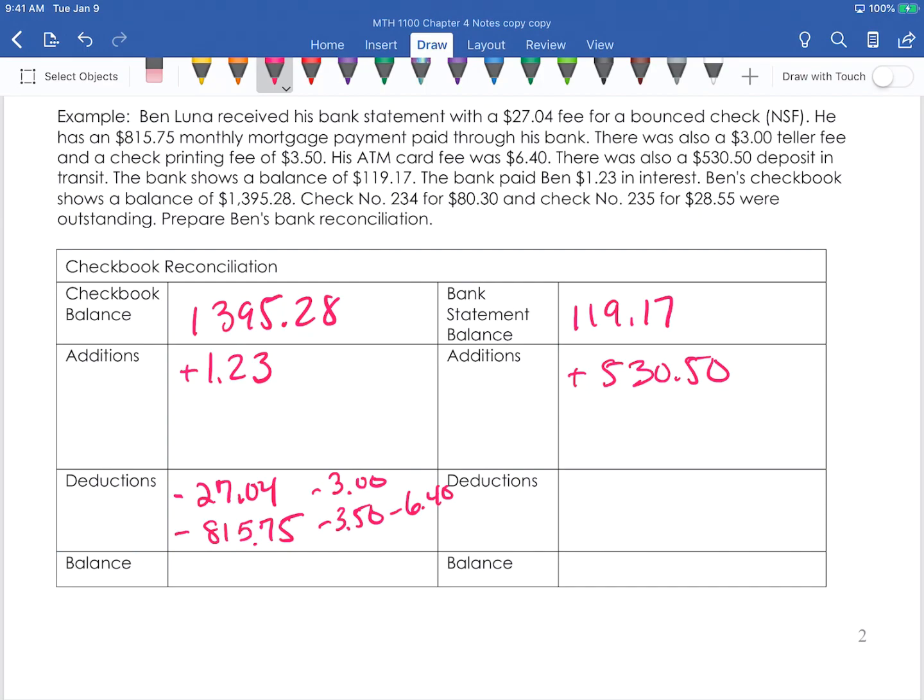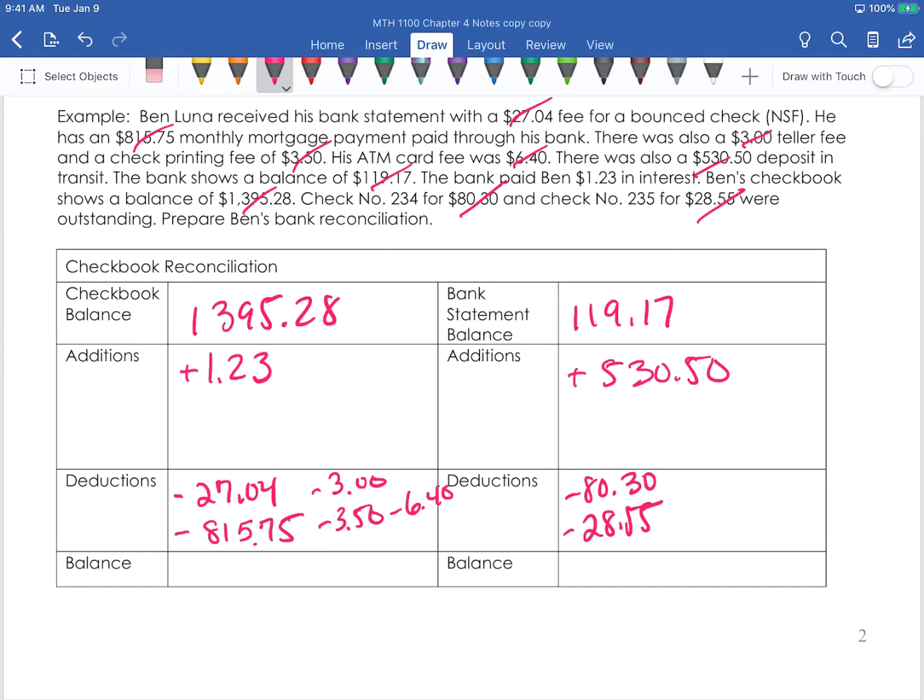And then the last thing is they're giving us the information that we need about outstanding checks. So that's checks that Ben wrote, but the bank hasn't processed yet. So he has that located in his checkbook balance, but it's not showing up on the bank statement yet. So we need to do those deductions on the bank side of this chart. So let's see. We have a check for $80.30. We have a check for $28.55. And let's see, did we get everything? There's $28.55. There's $80.30. There's that. I think that's it.